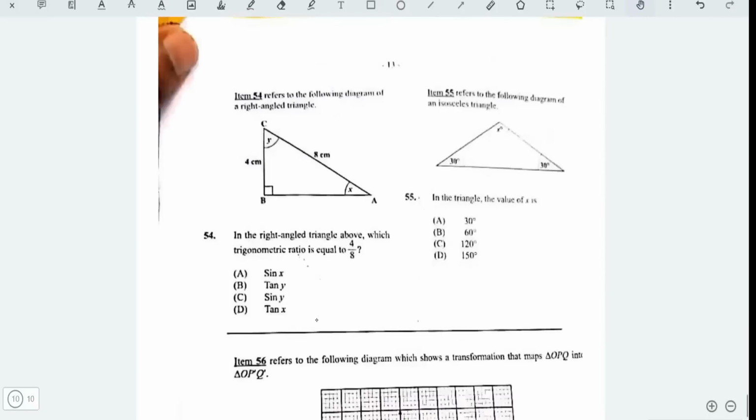As you can see, guys, this is the last page. So what that means is the last 4 questions are missing. And it's not my fault. I didn't get the paper with the last 4 questions.